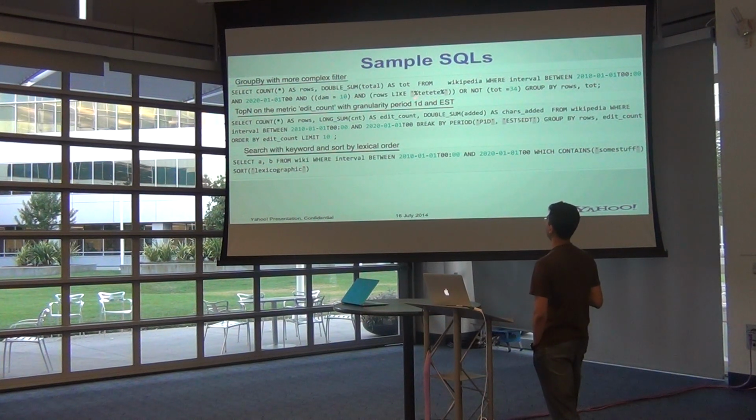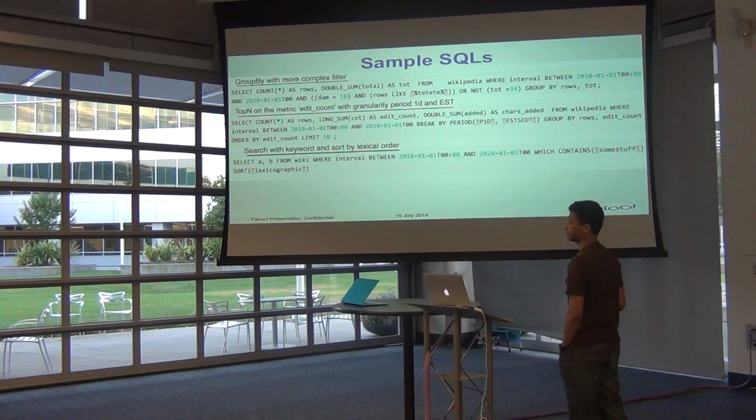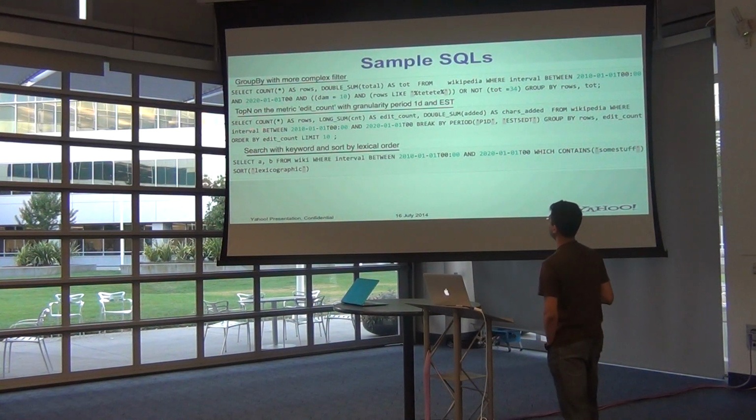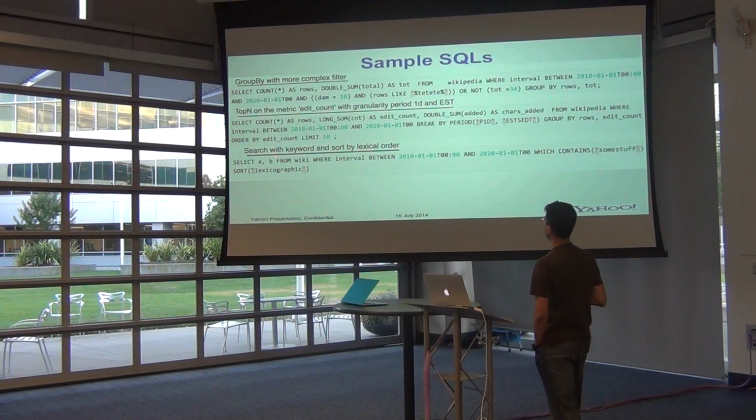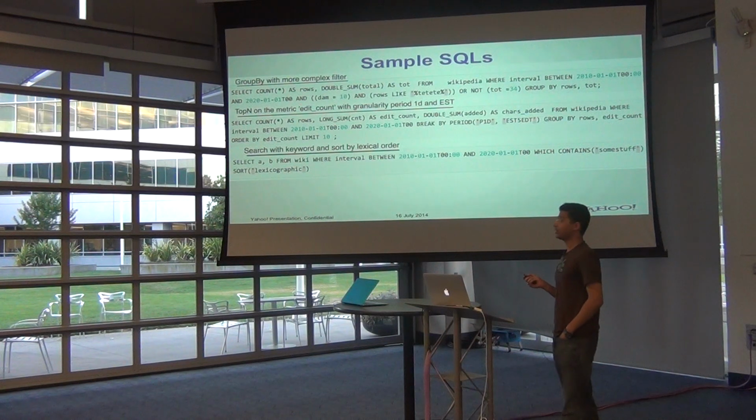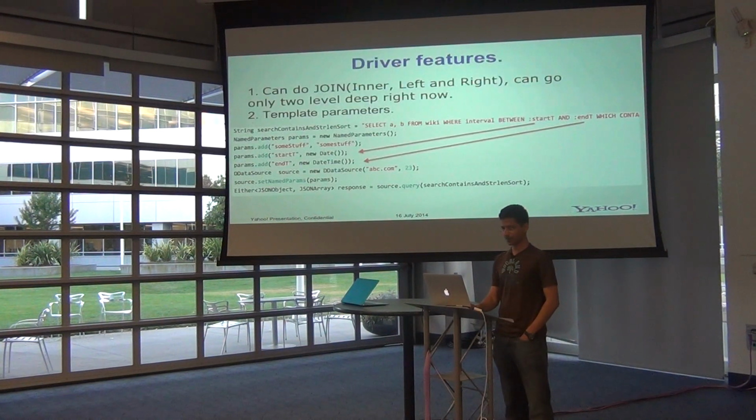You could specify regular expressions and you just plug it in. And then you can see this is a top N query, and you can see that there's an order by and a limit. So that tells that this is a top N. And then you could also do a search, which is also a special query type, which we support by a couple of functions called contains and sort.